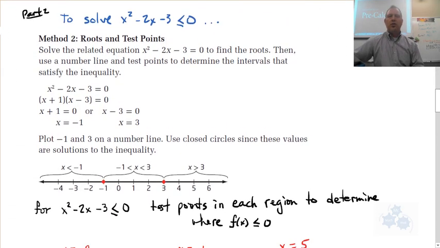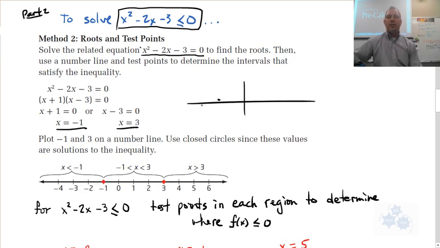Another way to do this is to use roots and test points. So if you have a parabola, let's say this is the inequality right here that you're trying to solve, find out what the roots of the corresponding equation are. So factor it, find the roots. These roots mean that on the number line, -1 and 3 are going to be the points where the parabola crosses the x-axis. And so that's going to split the number line, or the domain, into three parts. This part over here has x less than -1, this is between -1 and 3, this is beyond 3.